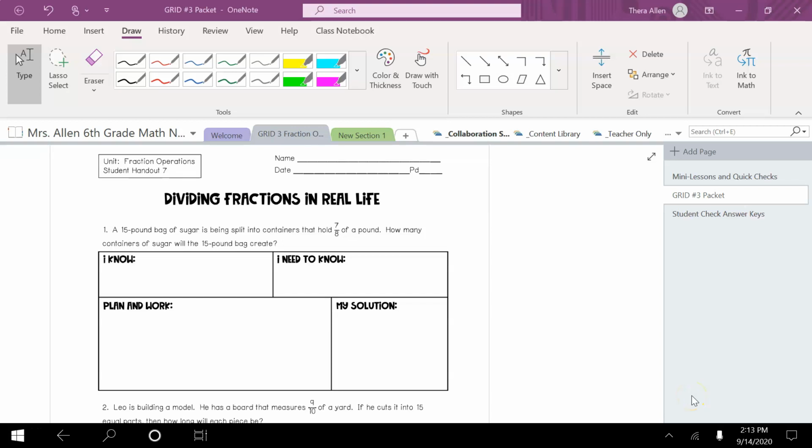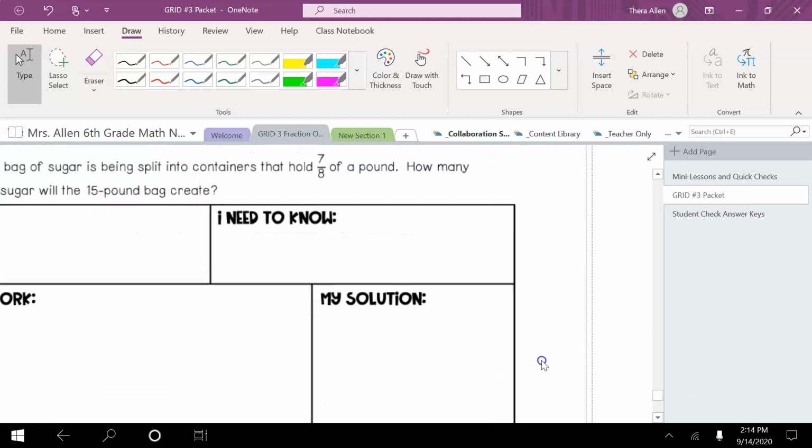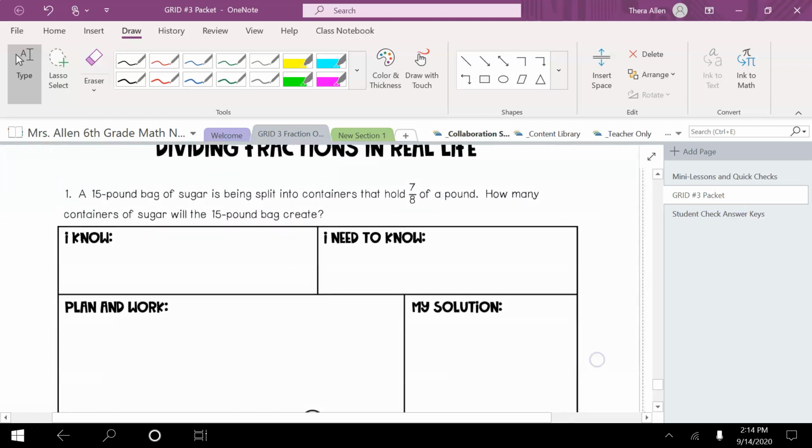Our last video in level 3, grid 3. If we look, we're dividing fractions in real life. There's a lot of times in our everyday lives that we divide and we don't even know it. We're going to look at a word problem and try to figure out how to solve it.